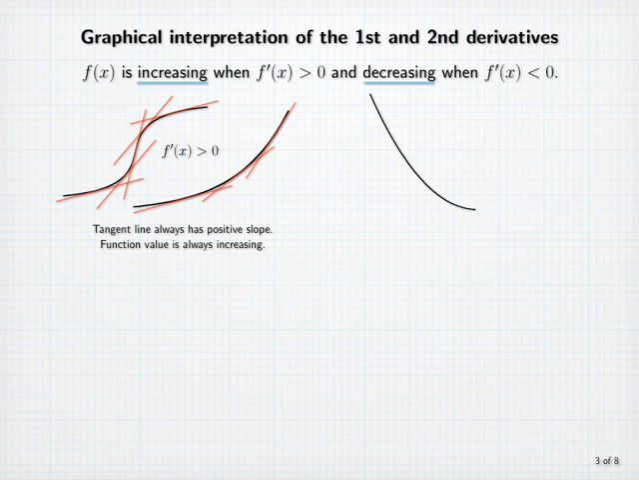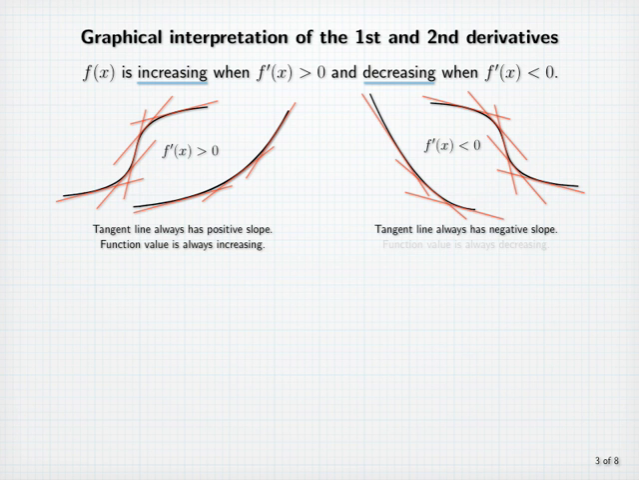Here's the graph of a function f on an interval on which the function is decreasing. Notice the tangent line always has a negative slope. Here's the graph of another function f on an interval on which it's decreasing. So in each of those pictures, f prime of x is negative on the interval. The tangent line always has negative slope corresponding to decreasing function values.